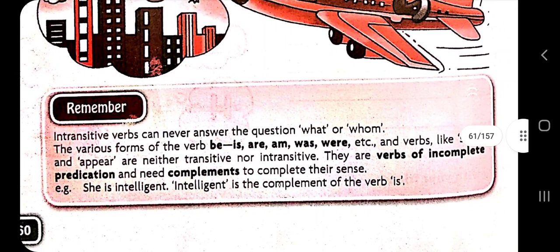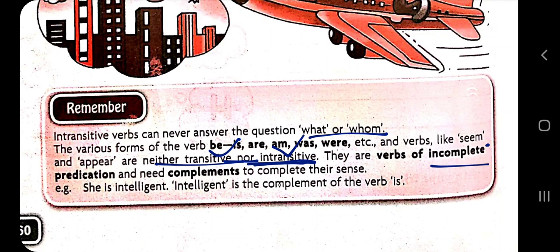Now, intransitive verbs can never answer the question what or whom, right? The various forms of the verb be, is, are, am, was, were, etc. and verbs like seem and appear are neither transitive nor intransitive. Mind it. These are neither transitive nor intransitive. They are verbs of incomplete predication and need complements to complete their sense. She is intelligent. Now intelligent is the complement of the verb is. She is intelligent. Let's have more understanding about these words.